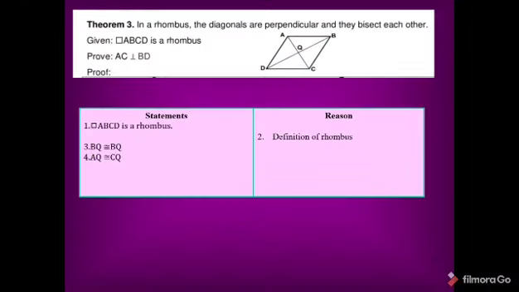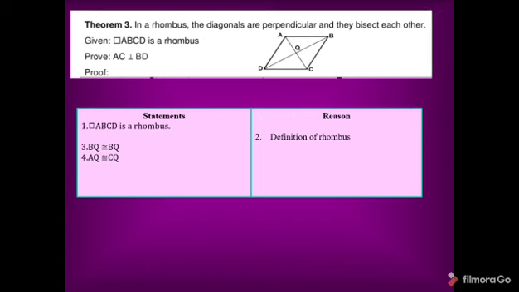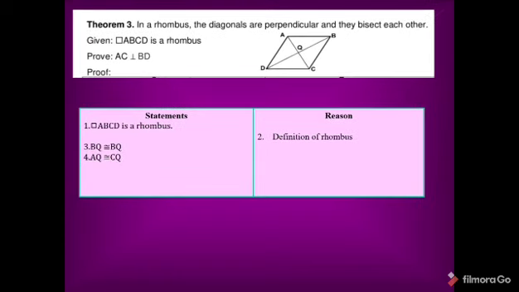Now let's proceed to theorem number 3. In a rhombus, the diagonals are perpendicular and they bisect each other. With our given, quadrilateral ABCD is a rhombus. As you can see in our illustration, we are asked to prove that segment AC is perpendicular to segment BD. Still, we're going to supply what is missing in our two-column proof. Our first statement is that the quadrilateral is a rhombus, with the reason given.